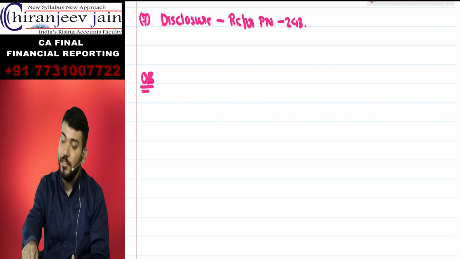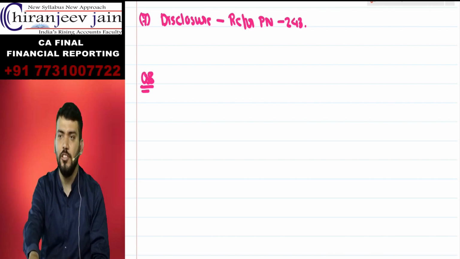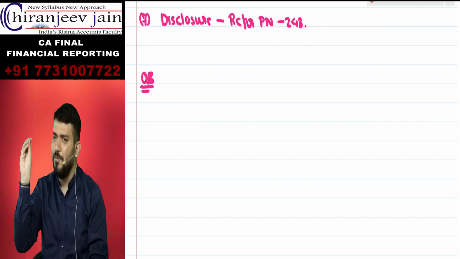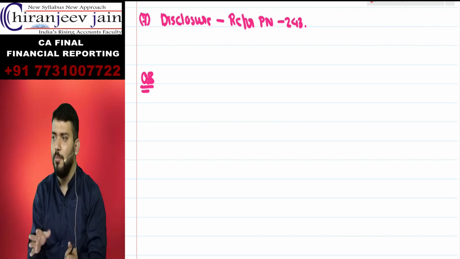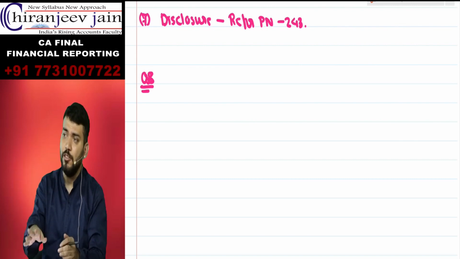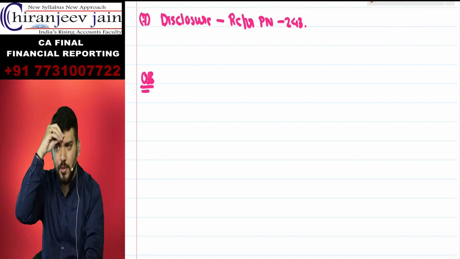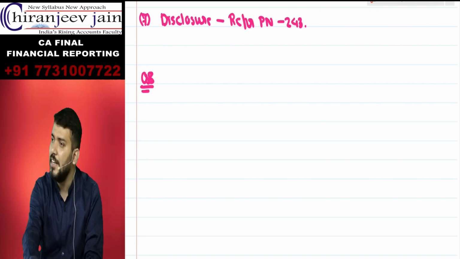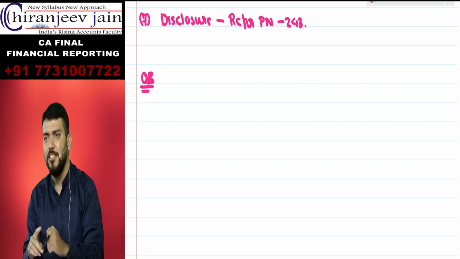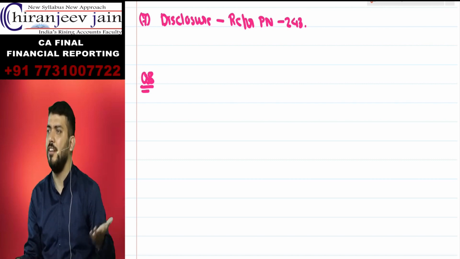Every student will write down the correct answer. For this question, you can't expect that a student at CA final level is making a mistake. Only 5% will be, I will say, careless. We can't do anything for them. But every student, even if you have not read this chapter, will write down the correct answer or not? Bolo. You write down correct. It is based on your basic principle accounting.